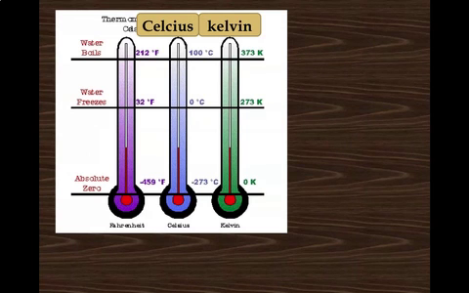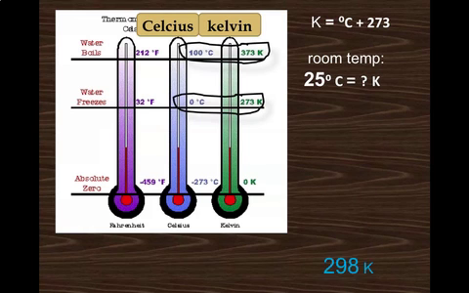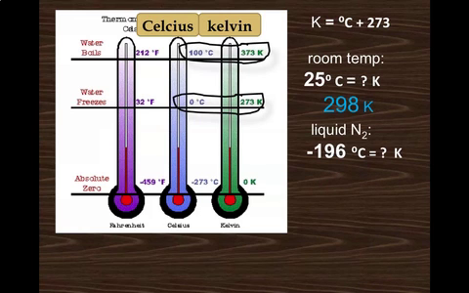This is showing you where water boils and freezes on all three temperature scales. We're going to focus again on Celsius and Kelvin. Water freezes at 0 degrees Celsius, which is 273 Kelvin, and water boils at 100 degrees Celsius, which is 373 Kelvin. To find Kelvin, you just take Celsius and add 273. That's it. So if we have room temperature of 25 degrees Celsius, we add 273 and we get 298 Kelvin. If we have liquid nitrogen at negative 196 degrees Celsius, we add 273 and we get 77 Kelvin.